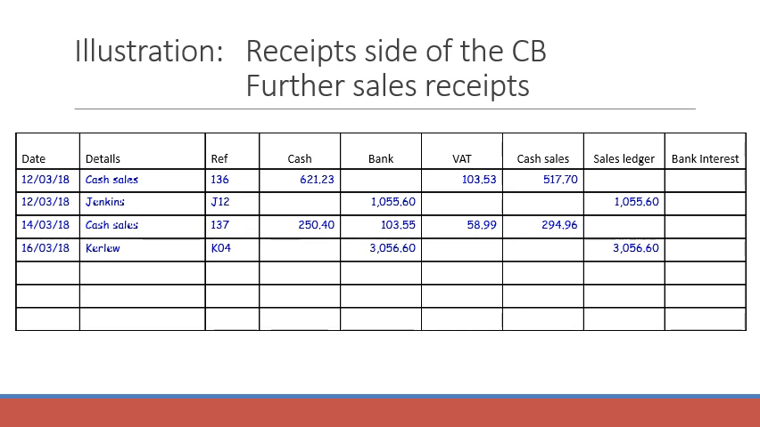And again, on the 16th of March, we've got another receipt from a trade receivable or trade debtor. So the gross amount will be paid into the sales ledger.